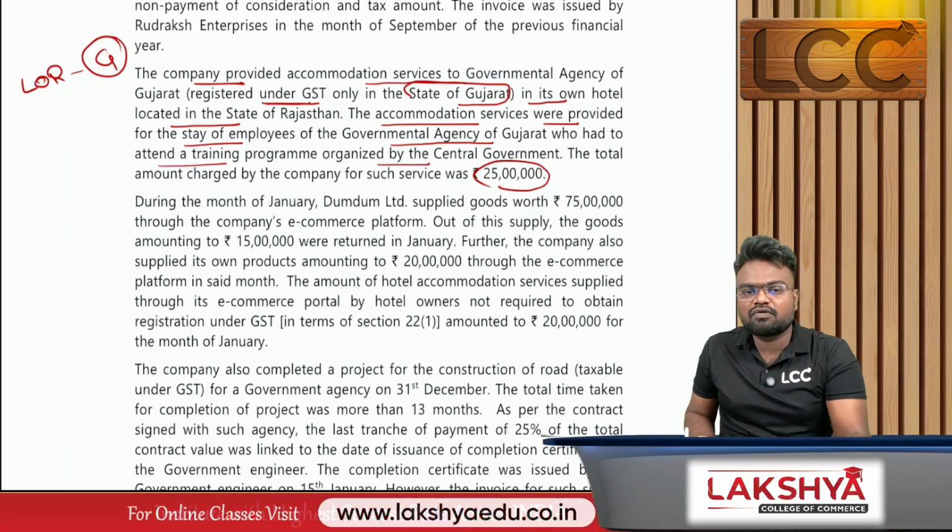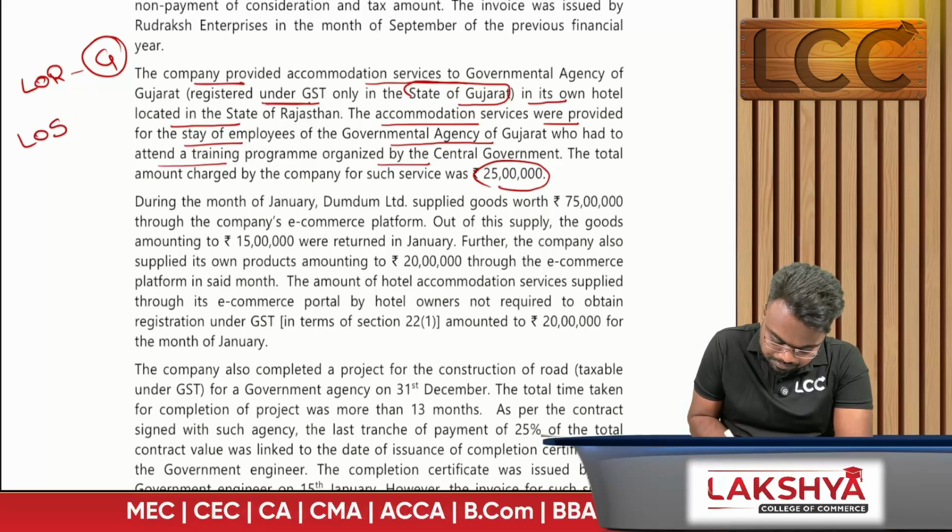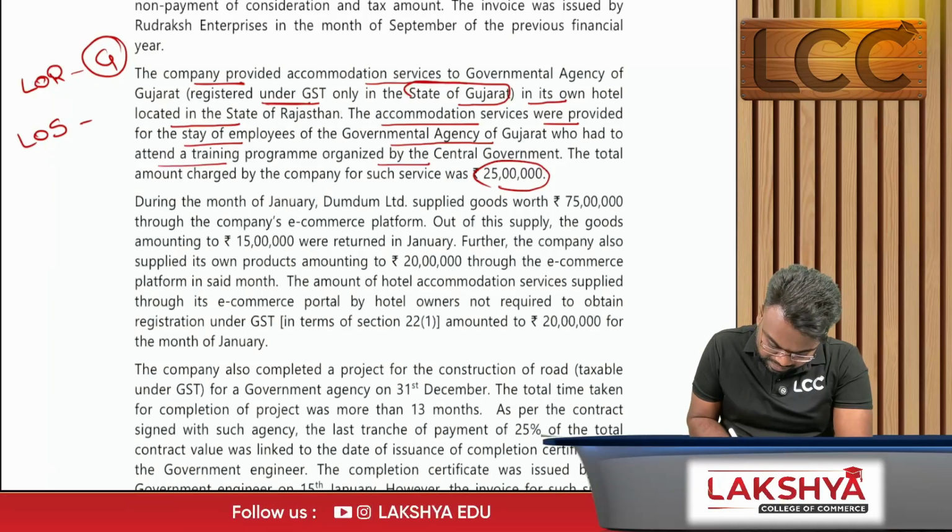So we have the location of recipient. What is the location of recipient? Gujarat. And what is the location of supplier? That is Rajasthan.